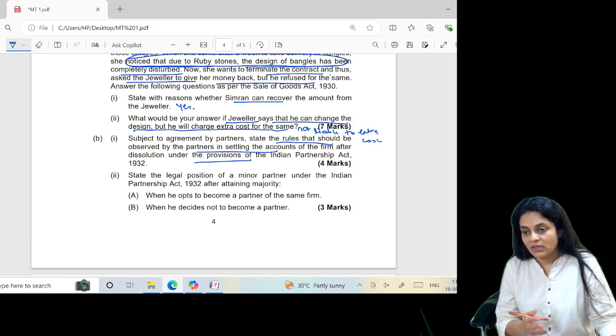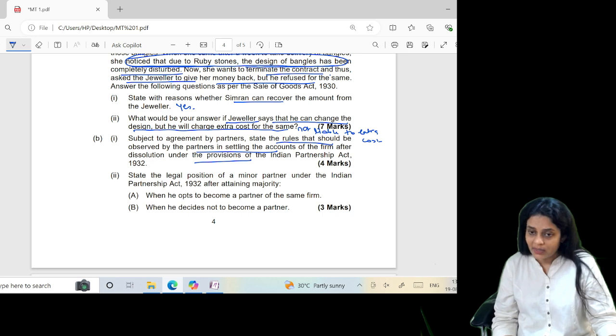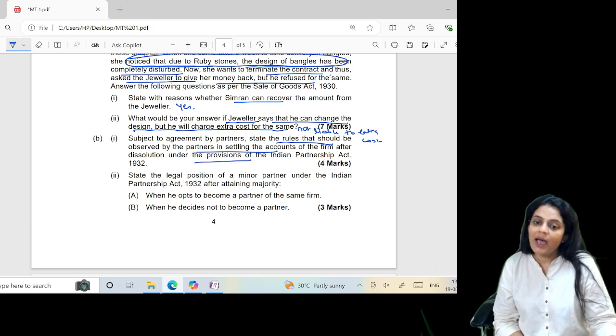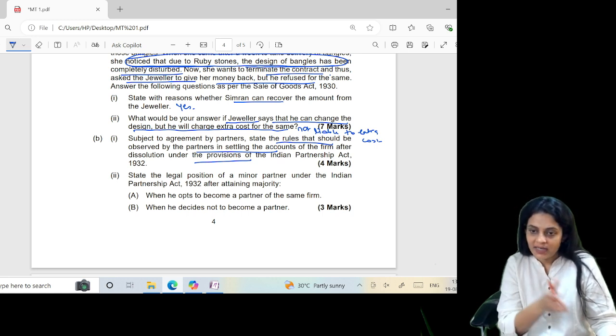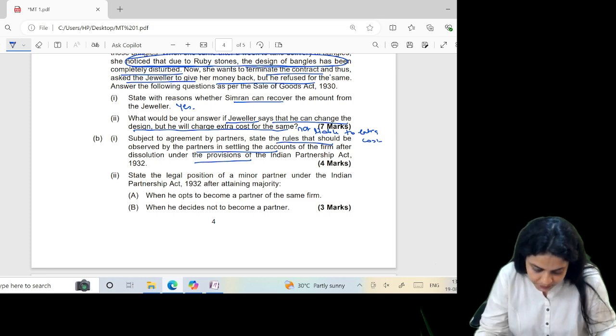In case of deficit, if the firm's account is not enough to pay the capital, it's a deficit. Partners will contribute in their profit sharing ratio. And if a partner has both personal as well as partnership debts, his personal property will be first used to pay his personal debts and then partnership debts.